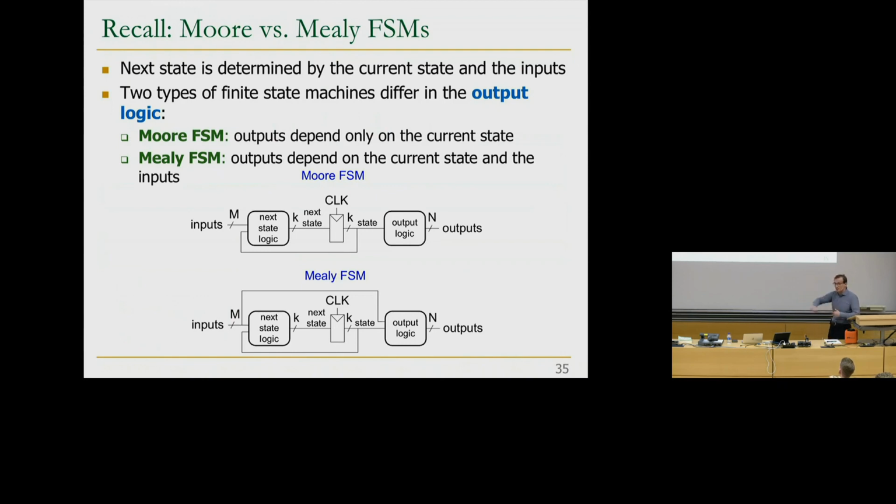There's no logic over here. You just pull bits from the state. Mealy FSM, on the other hand, output logic is a little bit more complicated. You get some bits from the current state, and you get some bits from the inputs, and then you determine the outputs. Clearly, any machine can be Moore or Mealy, actually, and there are transformations that you can do.